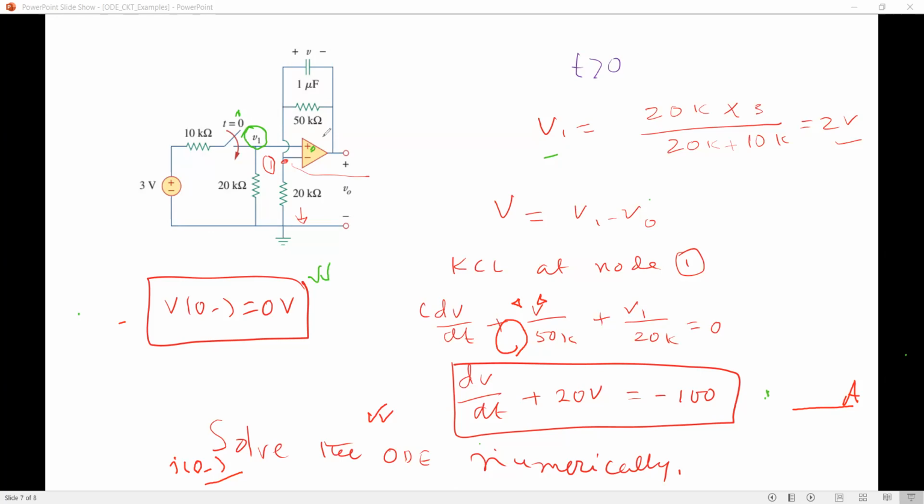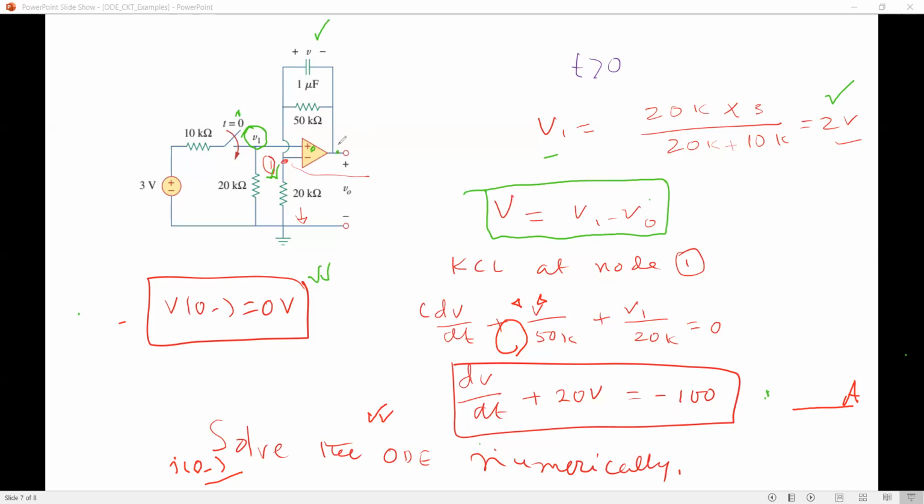So when that voltage is at V1, then the voltage at the plus terminal is V1, and the minus terminal is also V1. The voltage at node 1 would be equal to V1. If your node voltage 1 is equal to V1, and this voltage is equal to V, then you can easily say that your V would be equal to V1 minus V0, because this node voltage is the output voltage.